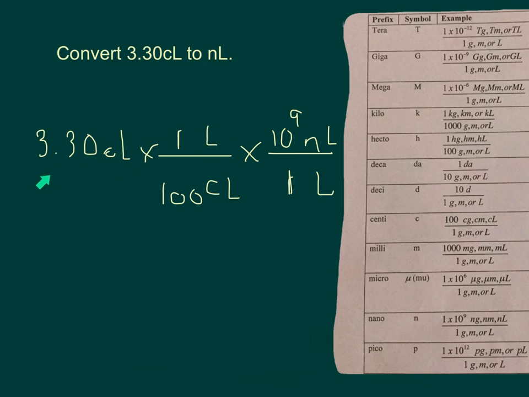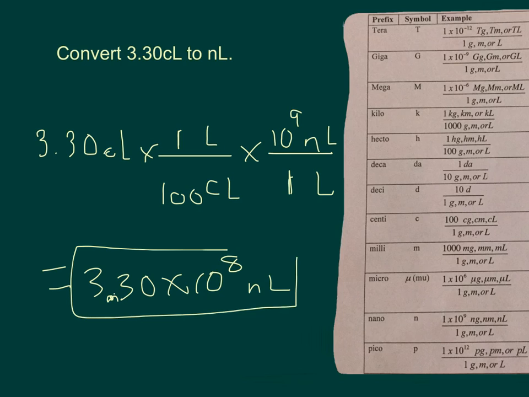I do have to be mindful of sig figs. I'm starting out with 3 digits, so my final answer should have 3 digits. Once you plug it into the calculator, I got about 3.30 times 10 to the 8th nanoliters. I usually love it when you put a geometric shape, like a rectangle, around your answer. It brings great joy. And I do like to go back and make sure my units crossed out. Centiliters crossed out centiliters. Liters crossed out liters. And I was left with my friend nano, which is what I wanted. Perfect.